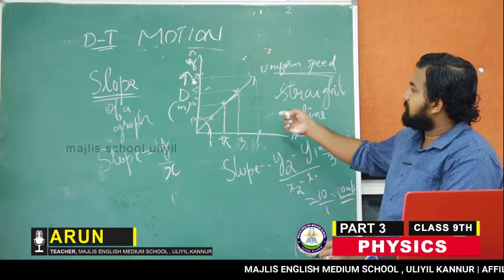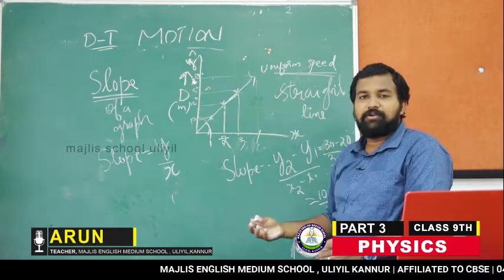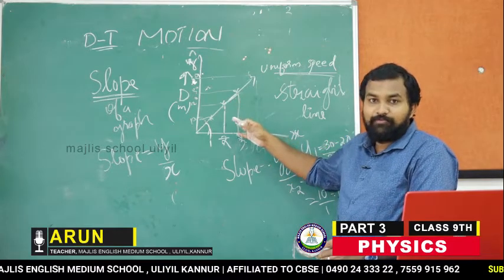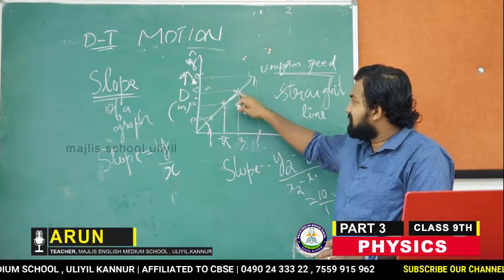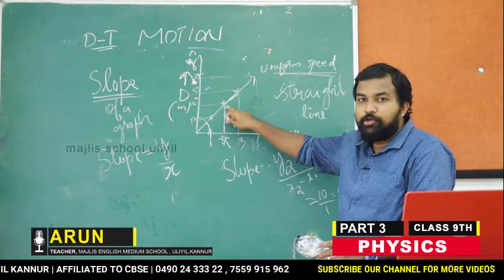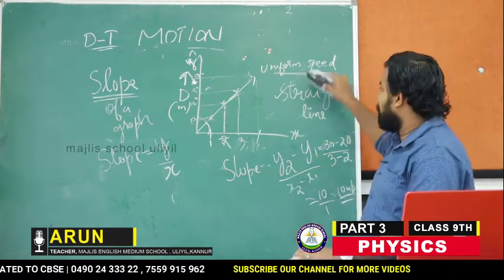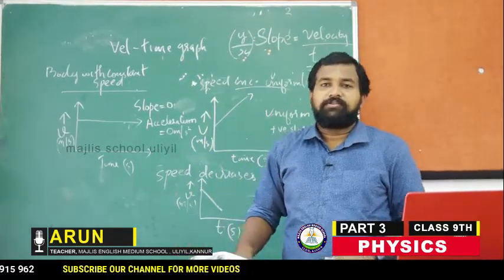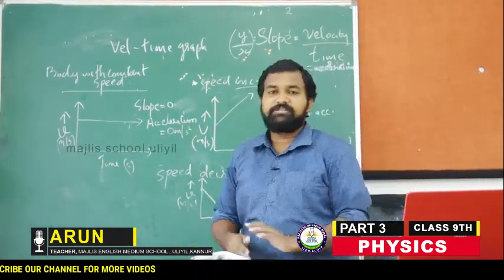So likewise, whichever graph is given, you can find out the distance moved by the time taken. If you take that, you can find out the speed. That means if you find out the slope of the graph, you will understand with what speed the body is moving. Clear? Okay. So, the next graph is the velocity-time graph.